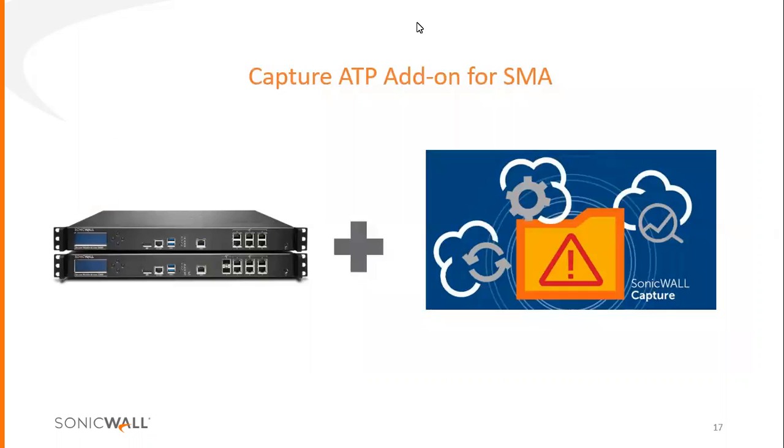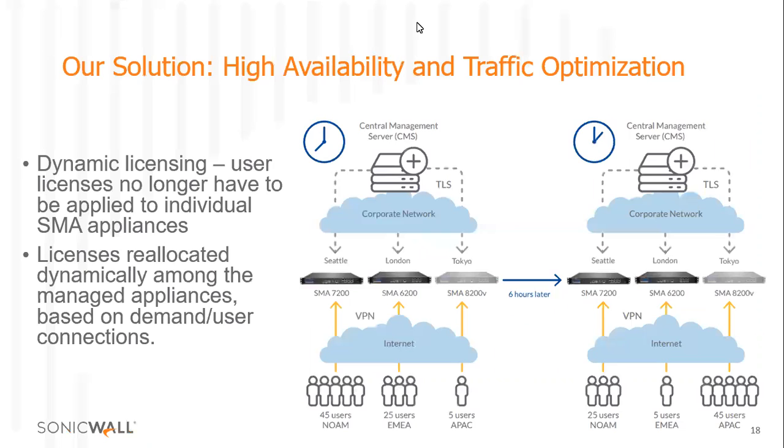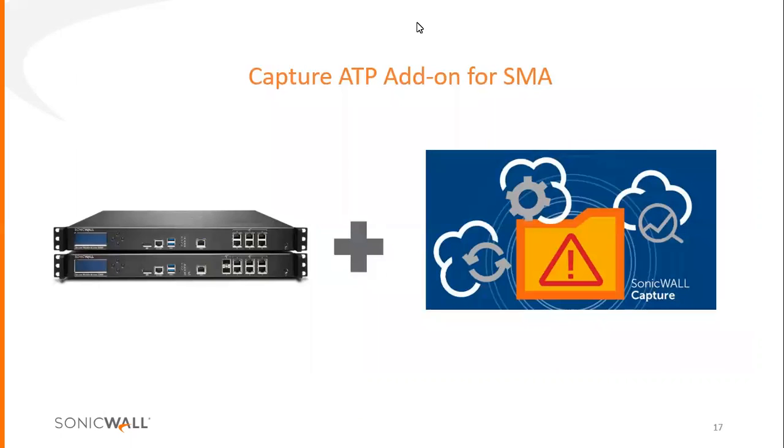On top of the SMA, just like I mentioned, we support Capture ATP. For Capture ATP, we do the scanning, what we call sandboxing. Every time you try to transfer data or a document, we can help you scan inside the file, whether it is a PDF file or an Office file. We scan for any malicious code hidden inside.